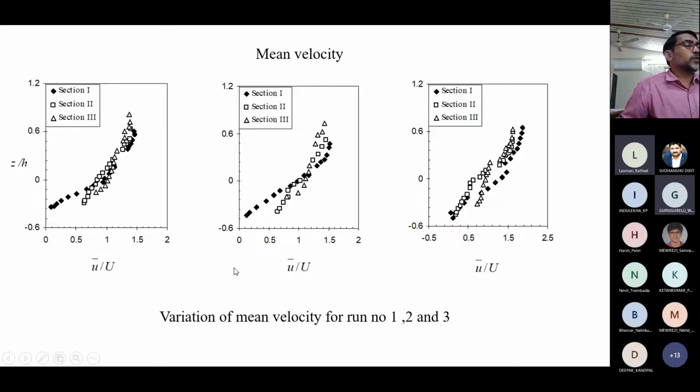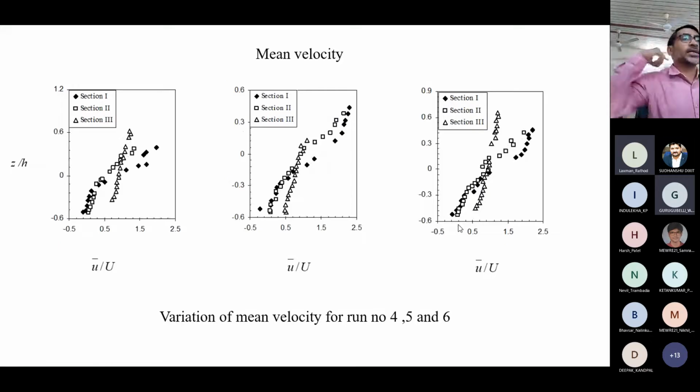So this was for the different experimental runs. I am showing just for 3 experimental runs the mean velocity plot between z by h versus U average, and again, as we have discussed, 3 sections velocity is there. Depending upon the discharge, velocity is changing, so it could be a lesser or higher value. You can see this one, right?